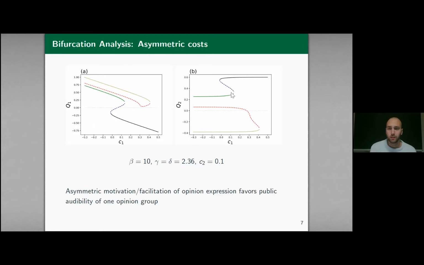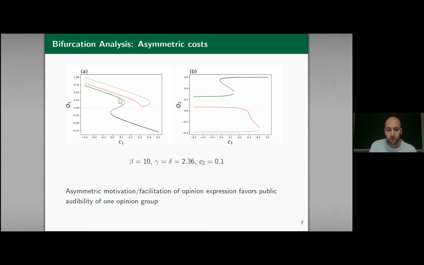And if you look at the costs for expression and make them asymmetric, so the costs of one opinion group are different from the costs for expression of the other, then a good example for this is if you have a society where certain demographic groups might not be able to express themselves on social media, but social media is very important for deliberation, so they have higher costs of expression. So they start off at a very high cost here, while the other group has cost 0.1, then they are effectively silenced.